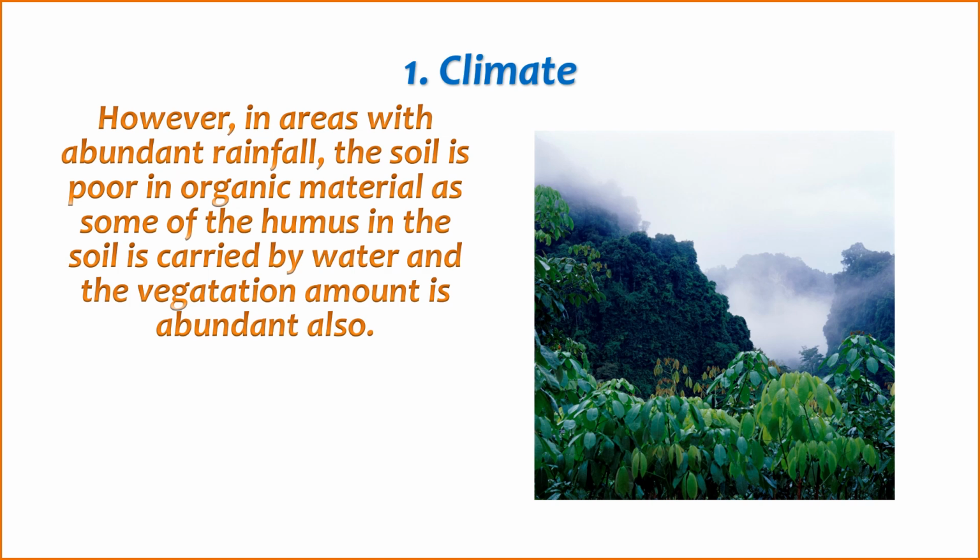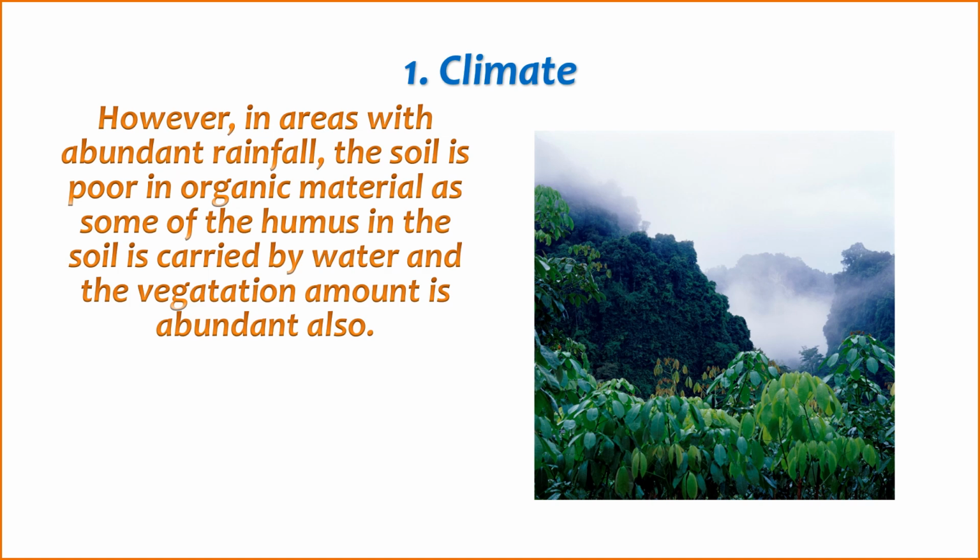High rainfall. Regions with abundant rainfall may experience higher rates of soil erosion. Intense rain can lead to surface runoff, carrying away topsoil along with organic matter, humus. This process, known as erosion, can result in the loss of valuable soil components. 2. Vegetation and soil organic matter.